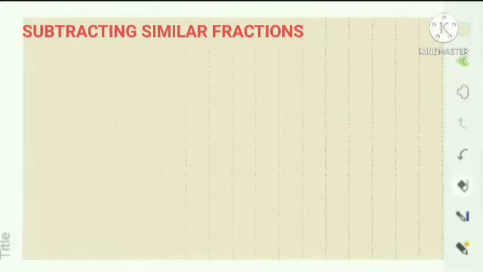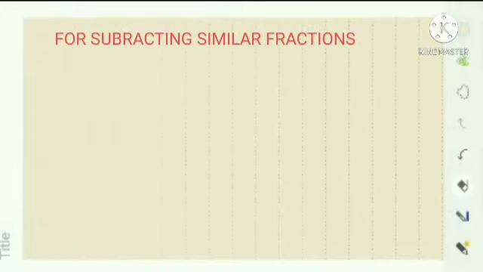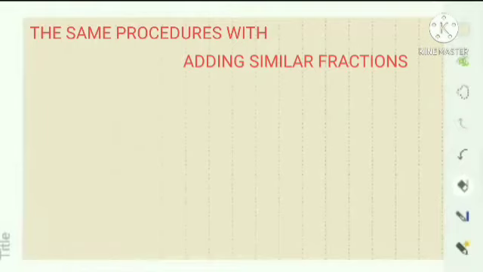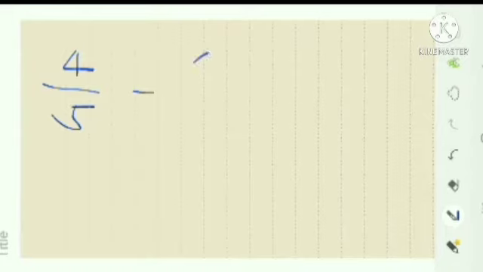Good day, students. Our topic for today is subtracting similar fractions. For subtracting similar fractions, the procedure is the same as adding similar fractions. The only difference is that you will be dealing with subtraction. Say for example, we have 4/5 minus 2/5.